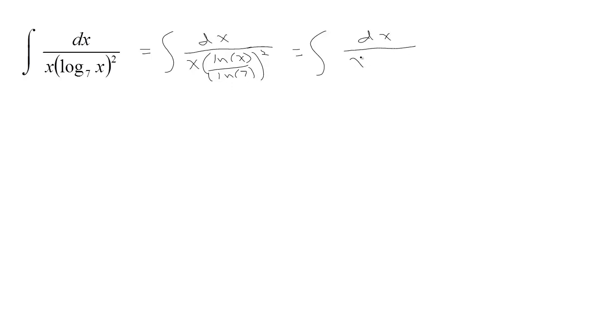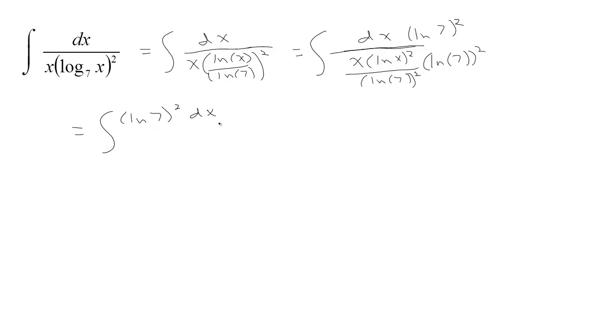So we have dx, we have x, and we have ln of x squared all over the natural log of 7 squared. Here's my main fraction. Since we have a complex fraction, a tiny fraction inside a big fraction, let me multiply top and bottom by the natural log of 7 squared. When I do that, I have the antiderivative of the natural log of 7 squared times dx up top. Down below, these cancel, so I have x times the natural log of x squared.